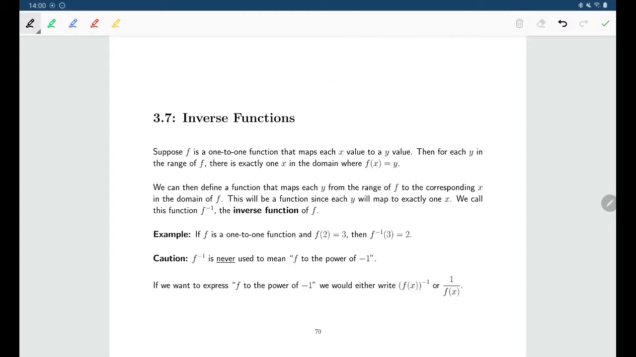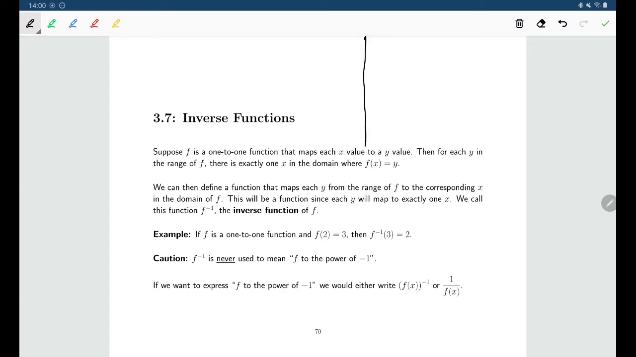So we want to be talking specifically about one-to-one functions because what we would like is to have every one x value map to exactly one y value and to have only one x value which maps to that y value. And the reason that's something that we want is because then we can reverse the process.